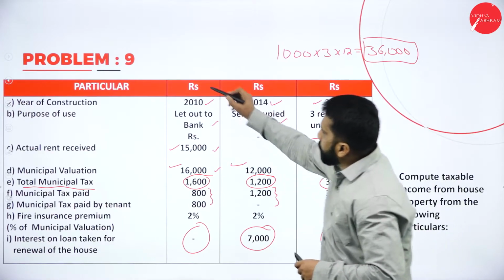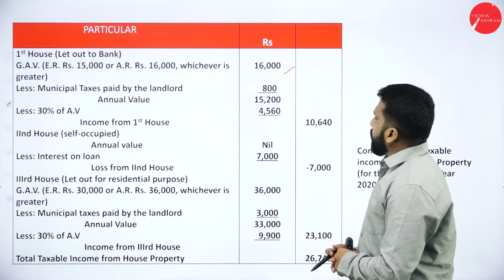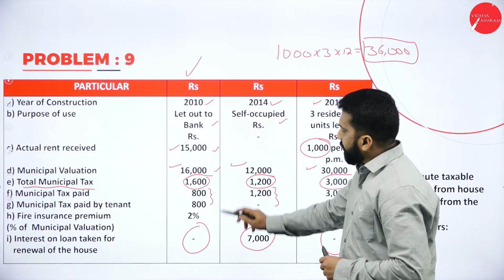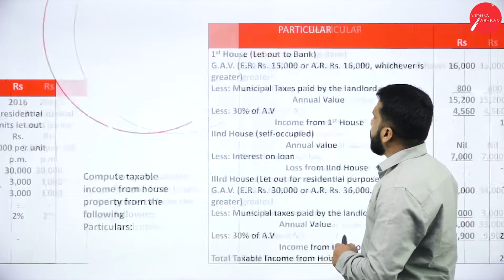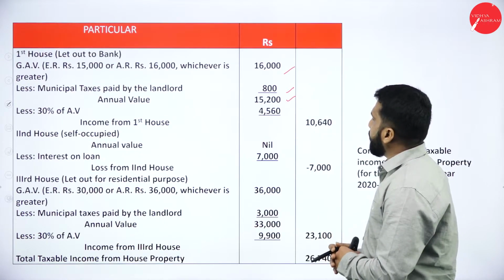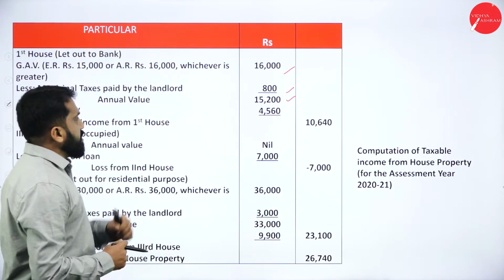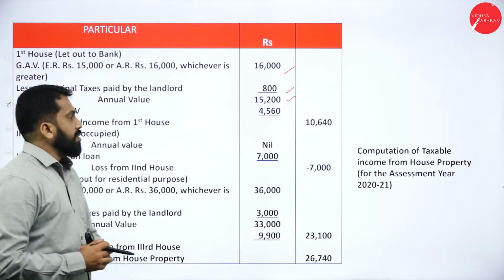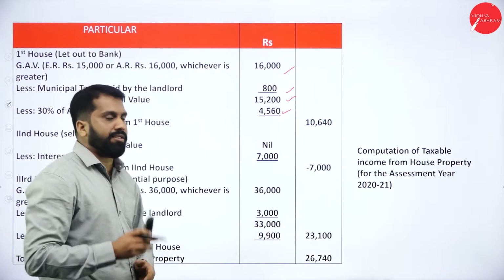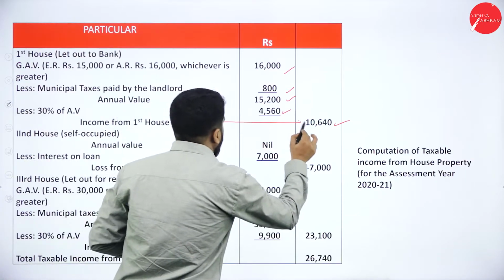Now see, we are doing only the first column. Remember, only the first column we are doing. 16,000. Now, municipal tax paid by landlord or paid by tenant: which one should we consider? Only paid by the landlord we should consider. It is 800. Now, 16,000 minus 800, your answer is 15,200. Now, minus 30% standard deduction. 15,200 minus 30%, you will get around 4,560. 15,200 minus 4,560, your answer will be 10,640. That is nothing but income from the first house.